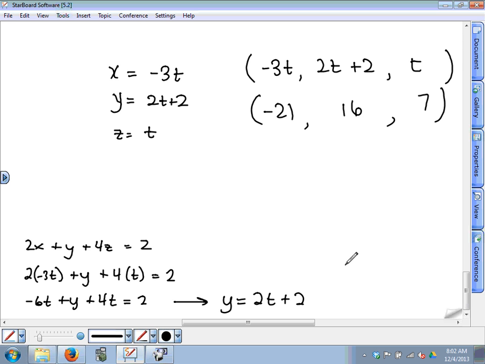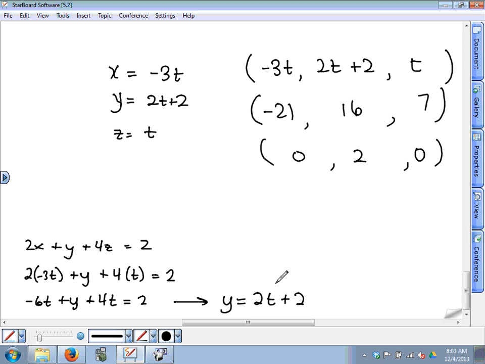Is that the only one that would work? How many are there that would work? Infinitely many. All you do is just start choosing random numbers for t. 0, for example. If t equals 0, then 2 is equal to y, and 0 is equal to x. That's another ordered triple that would satisfy all three equations.